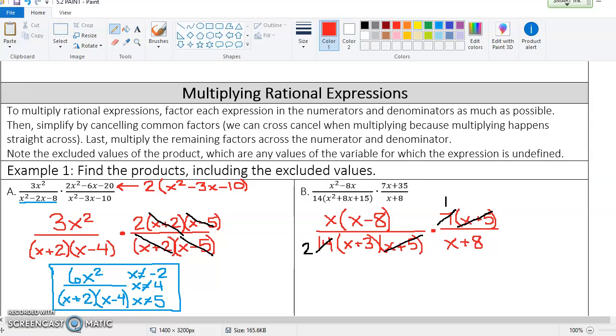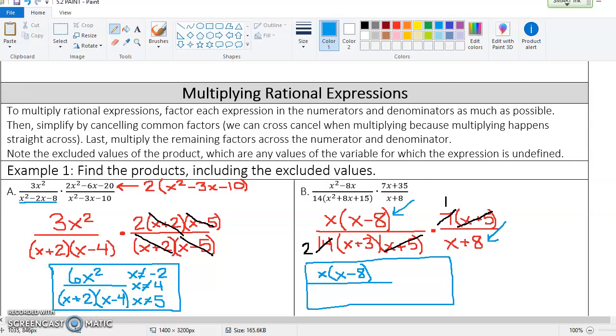When it comes down to my final answer here, I am going to leave what's on top. So in this case, it looks like on top all I've got here is the x and the x minus 8. Now, I don't know if you were tempted to cancel out the x minus 8 with the x plus 8. It is tempting, but you're not allowed. So we're going to go with a 2. The x plus 3 is still there. And then the x plus 8, like I said, it would have been nice if it would have canceled, but it didn't.